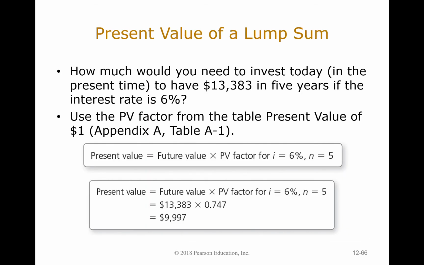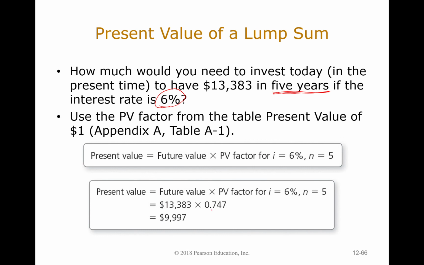So, if we want to know how much we will need to invest today to have $13,383 in 5 years if the interest rate is 6%? Well, if we look at a present value factor from the table that's in your text, what we'll see is we know our rate is 6%, and our N, or number of periods, is 5, because we're looking at this from 5 years, and they don't distinguish semi-annual payments or not. So we're looking at this as annual payments. So basically we're compounding 5 times at a 6% interest rate.